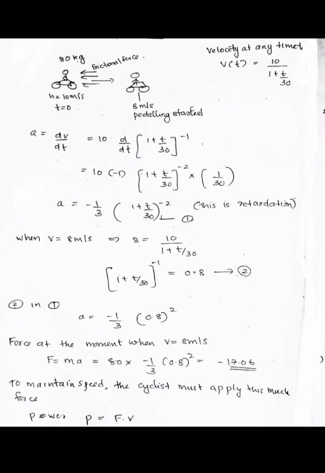That is, a is equal to minus 1 by 3 into (1 plus t by 30) the whole raised to minus 2. This is equation number 1. Actually, this is retardation. So when v is equal to 8 meter per second, that is 8 is equal to 10 divided by (1 plus t by 30), that is (1 plus t by 30) the whole raised to minus 1 is equal to 0.8. That is equation number 2.